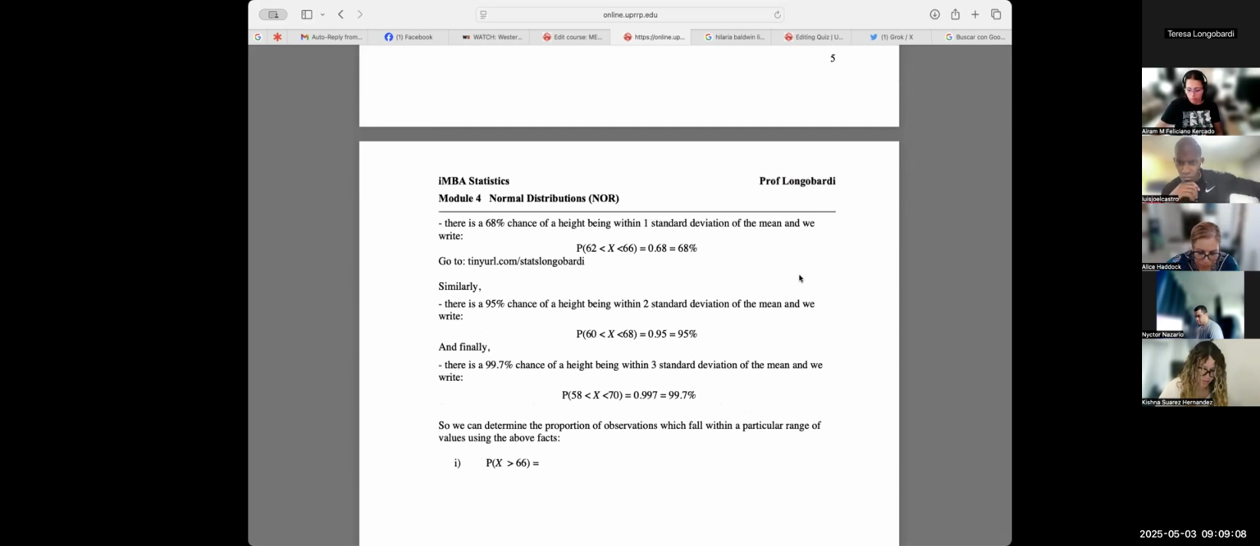So I'm going to switch to my iPad and share my iPad, the same question, so everyone can write it down. P of X greater than 60, and the information given is X is normal with a mean of 64 and standard deviation 2.